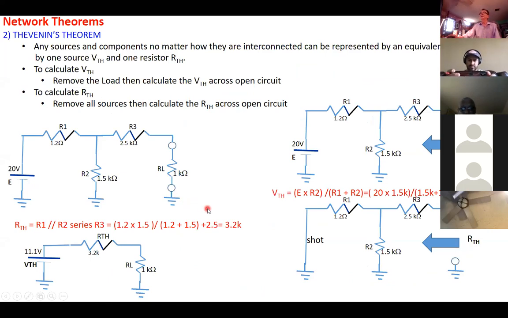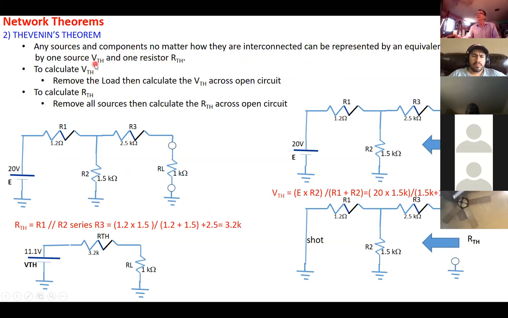Now, they're talking about another one. Thevenin theory. The only thing you have to understand is what the Thevenin is doing. Any source and component, no matter how they are interconnected, can be represented by an equivalent of only one source and one resistor.